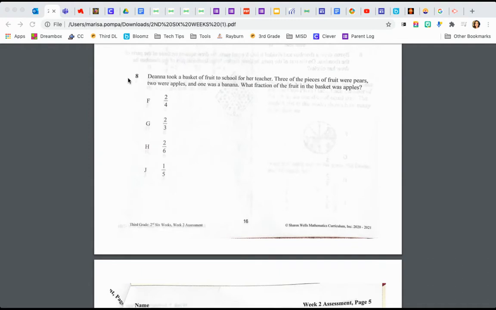Number 8. Dina took a basket of fruit to school for her teacher. 3 of the pieces of fruit were pears, 2 were apples, and 1 was a banana. What fraction of the fruit in the basket was apples? F, 2/4, G, 2/3, H, 2/6, J, 1/5.